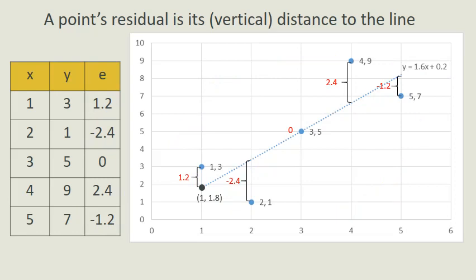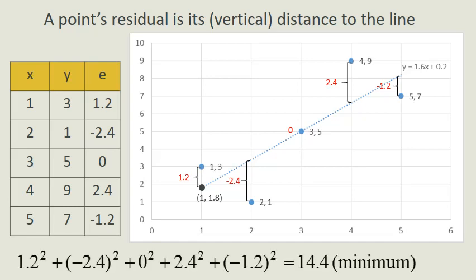And these points should effectively cancel each other out, making the sum of the residuals equal to 0. But the next part is what really makes this the best line. Let's square all of the residuals so they're all positive, and then add them up. This is called the residual sum of squares. And for this example, we get a total of 14.4.